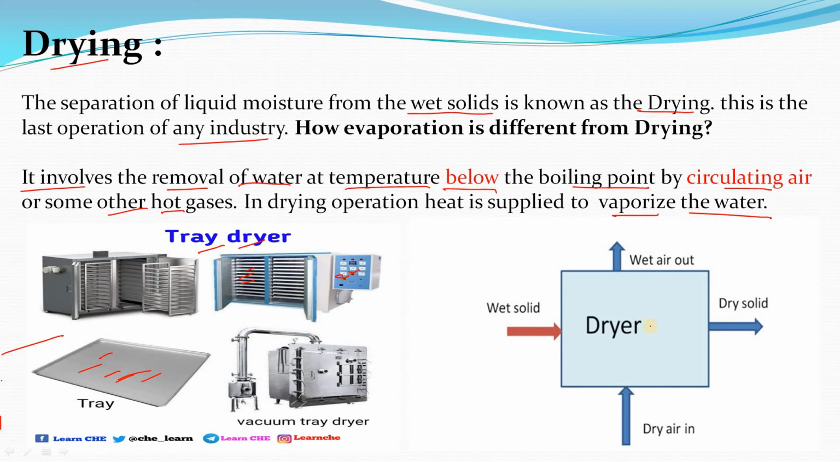Or you can see here the diagram where this is the dryer where the wet solid is going, and from another side we are providing dry air. After the complete operation, the desirable product we get is dry solid, and here we get wet air. Why wet air? Because the wet solid which came from here comes into contact with dry air, and so the dry air extracts moisture from the wet solid. So we get dry solids from here and wet air from here, right? This is an example of drying.